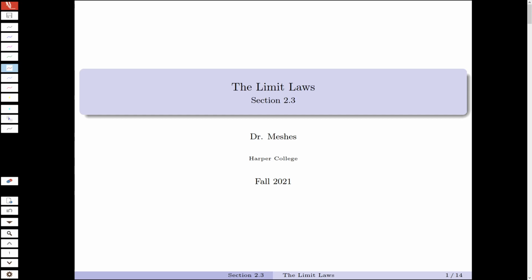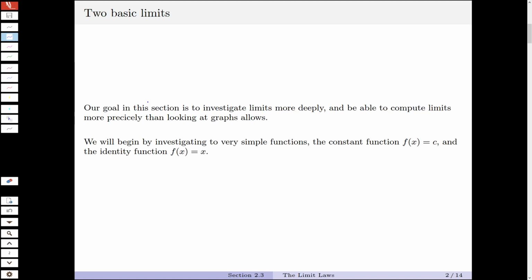This is section 2.3, and what we're going to be going over is the limit laws. So let's jump right in. To begin with in this section, what we want to do is construct two different kinds of limit laws.